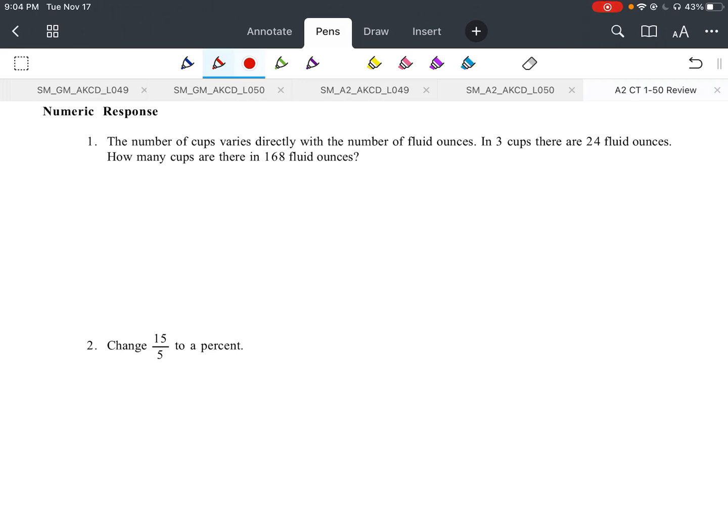Number 1, the number of cups varies directly. When you see the word varies directly, y equals kx, because remember we spelled directly with the k. It helps us remember y equals kx. But when you have this, the cool thing is that if I divide both sides by x, I get y over x equals k, where k is some constant number.